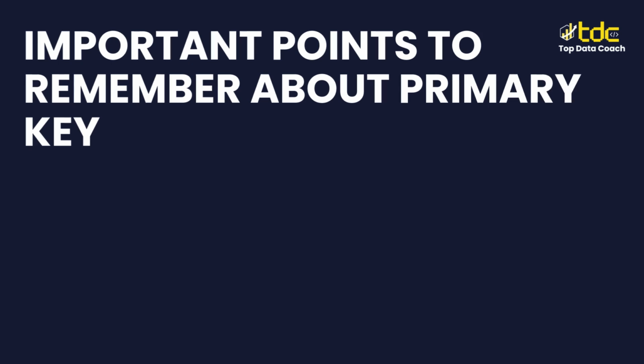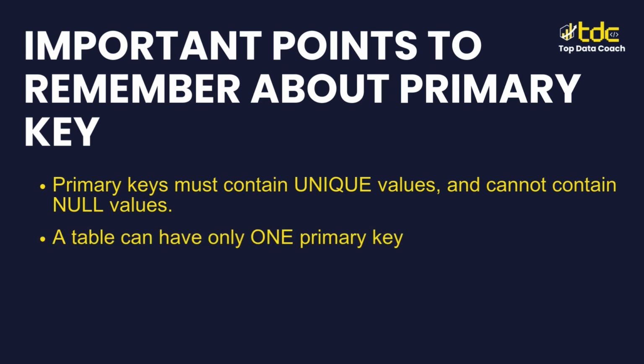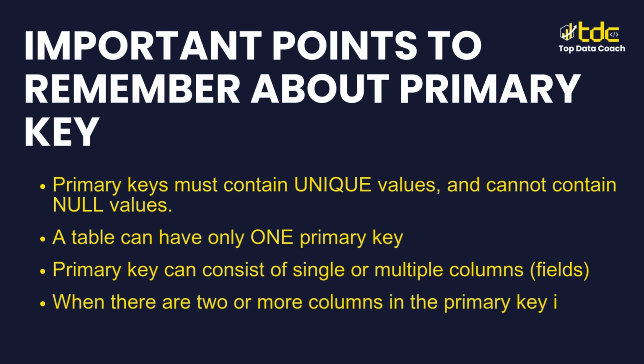Important points to remember about primary keys. Primary keys must contain unique values and cannot contain null values. A table can have only one primary key. A primary key can consist of single or multiple columns. When there are two or more columns in a primary key, it is called a composite key.